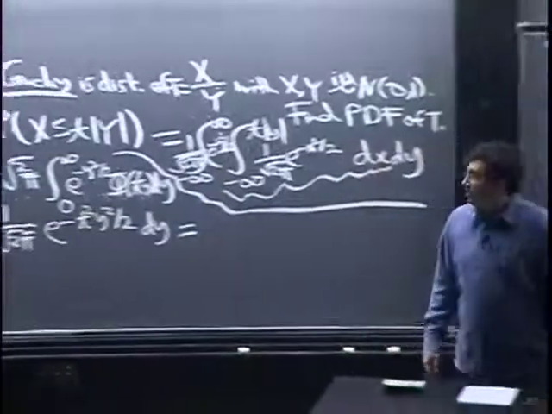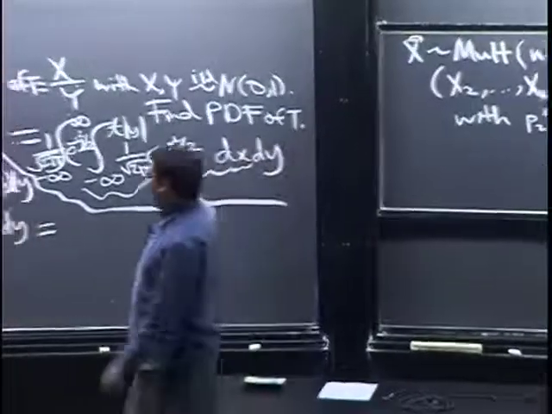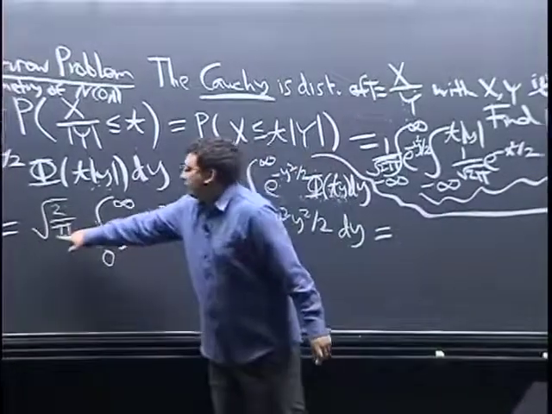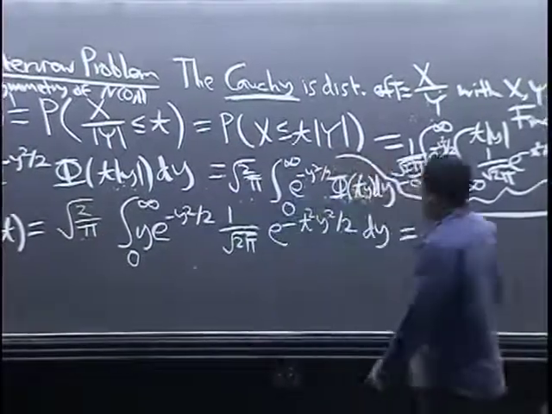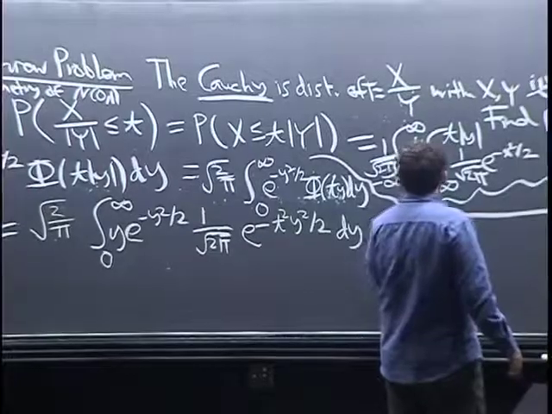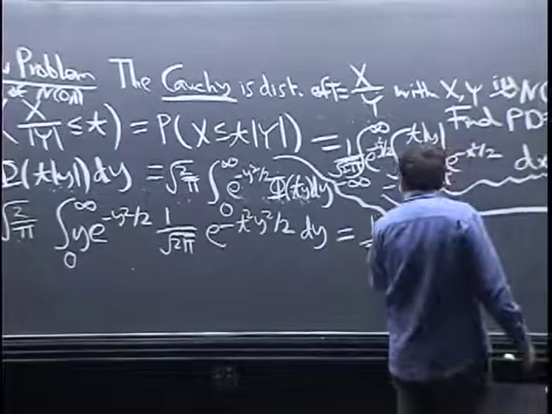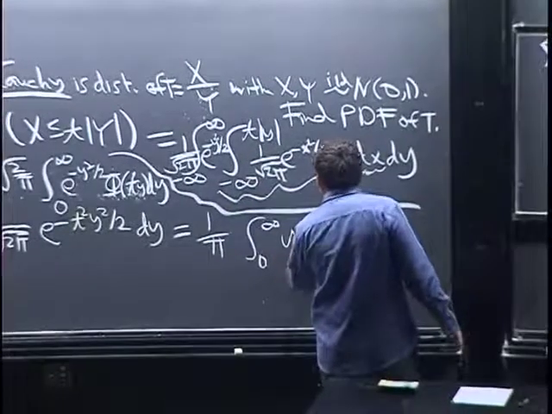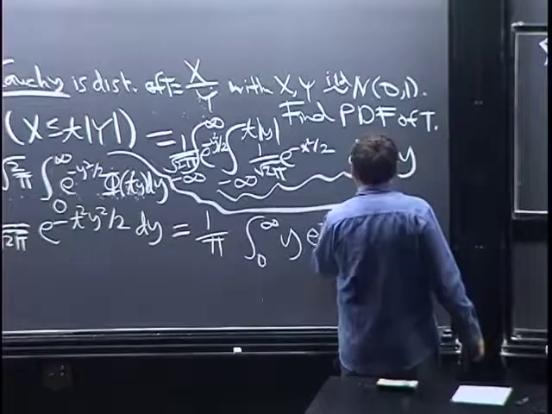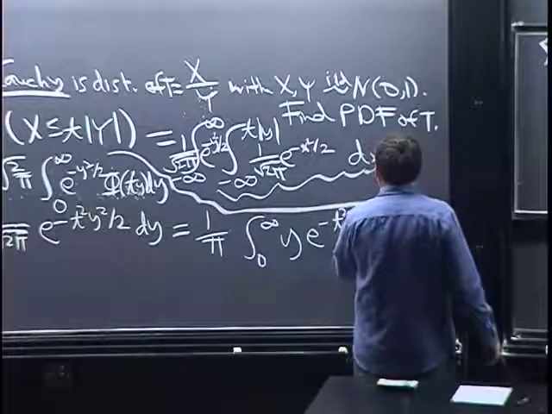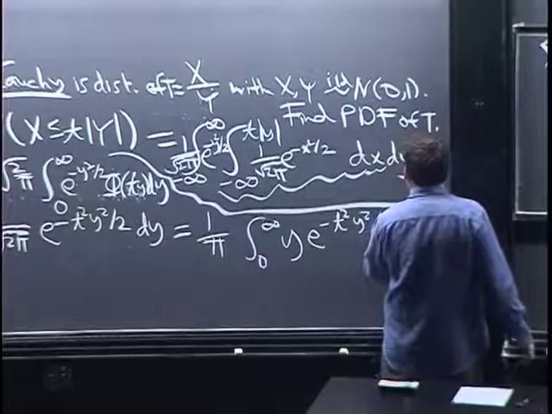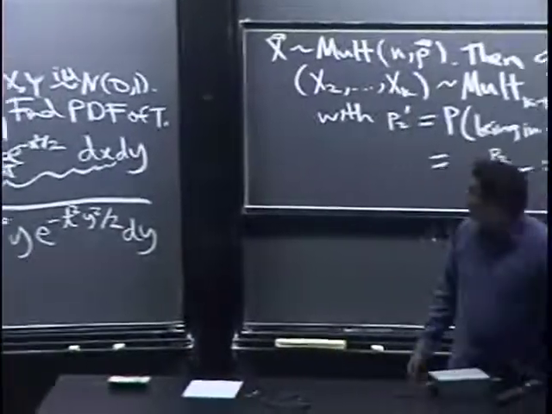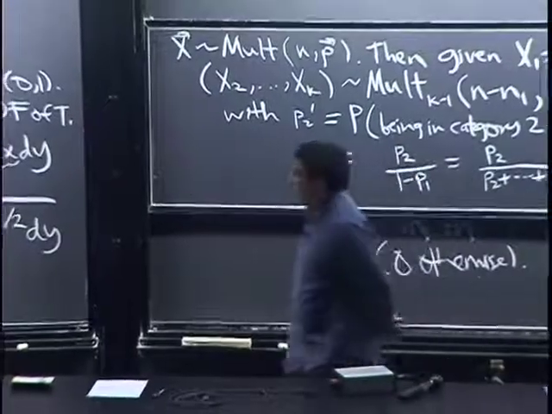Now let's see if we can do it. So the square root of 2 here cancels this square root of 2. We have square root of pi, so we're going to get 1 over pi. And then we just need to integrate from 0 to infinity of y e to the minus t squared y squared over 2 dy. Now this looks like an integral we can do.